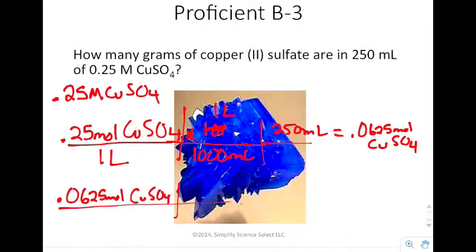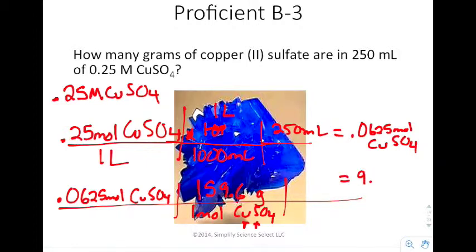and now we can go ahead and do our dimensional analysis and convert it to grams. I would say that 1 mole of copper sulfate, and then I would have to do the molar mass of copper sulfate, where there's 1 copper, 1 sulfur, and 4 oxygens. Whenever you find the molar mass, it ends up being about 159.6 grams in 1 mole. Now you can multiply this out, and when you do, you end up with about 9.975 grams, but that's too many significant figures if you were to look at it.